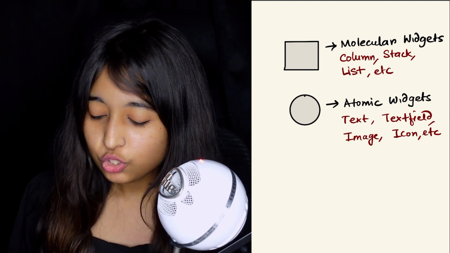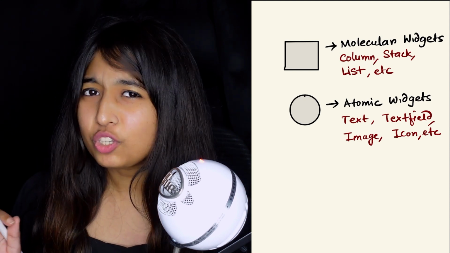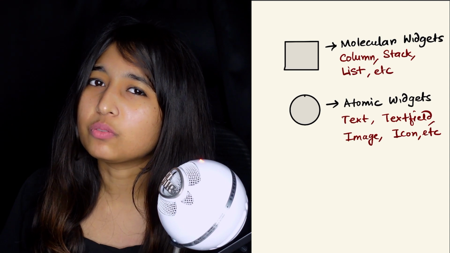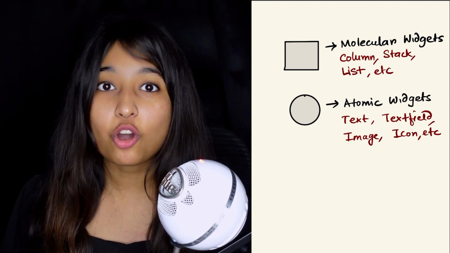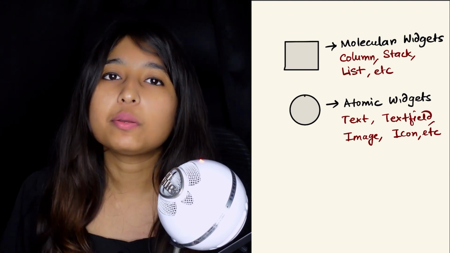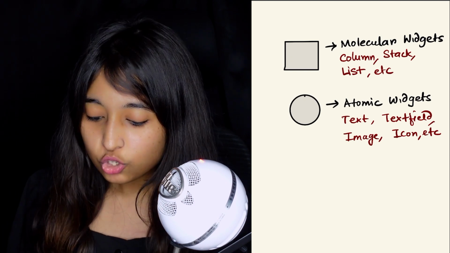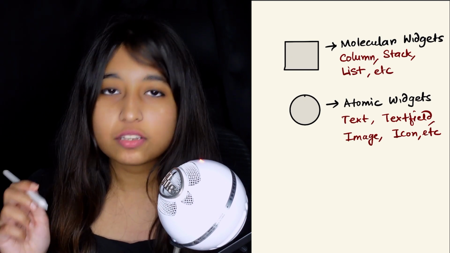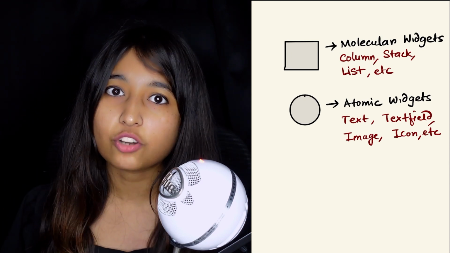So what I mean by molecular widgets is widgets that have their own children, like column, stack, list, etc. And atomic widgets that basically cannot be broken down anymore are things like text, text field, image, icon, etc. So do remember, the square is for molecular widgets and the circle is for atomic widgets.